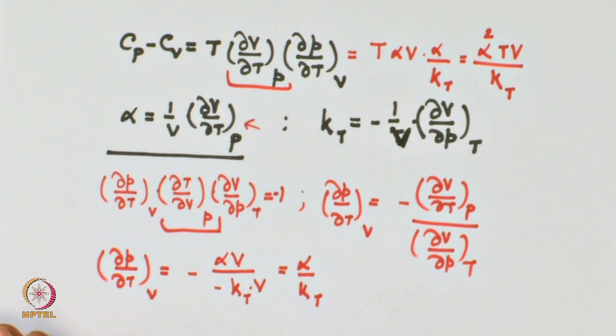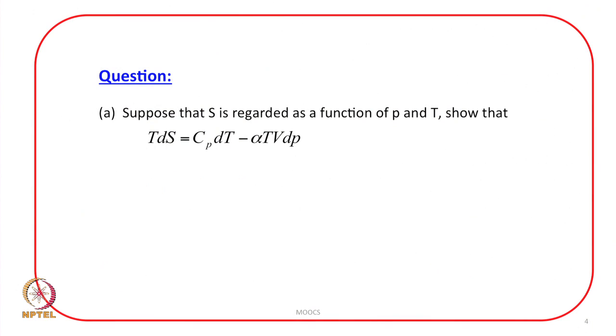Now, let us take a look at another question. Suppose S is regarded as a function of P and T, then show that TdS is equal to Cp dT minus alpha TV dP. Let us see how we use the given information to come up with the answer.